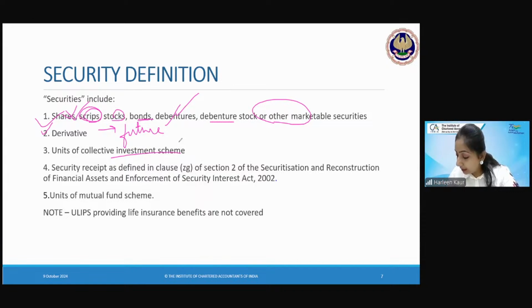Any other query? Mutual funds. Okay, I'll be explaining mutual funds. Yes, it is part of security. So collective investment scheme, I just asked you whether it comes under the definition of security. You will say, yes, it is part of security. Again, security receipt, which is defined under the Securitisation and Reconstruction of Financial Assets and Enforcement of Security Interest Act, is also part of your security. I will show you this definition and the MCQ from the study material also.